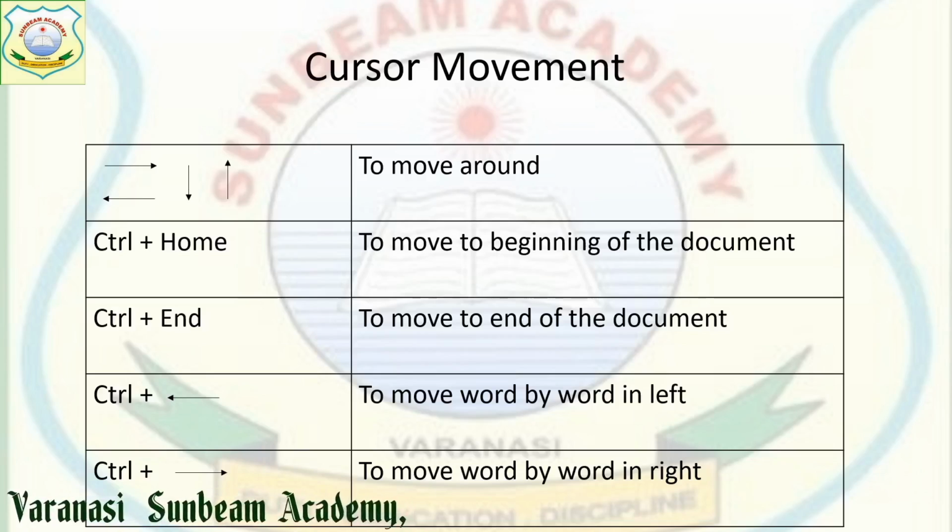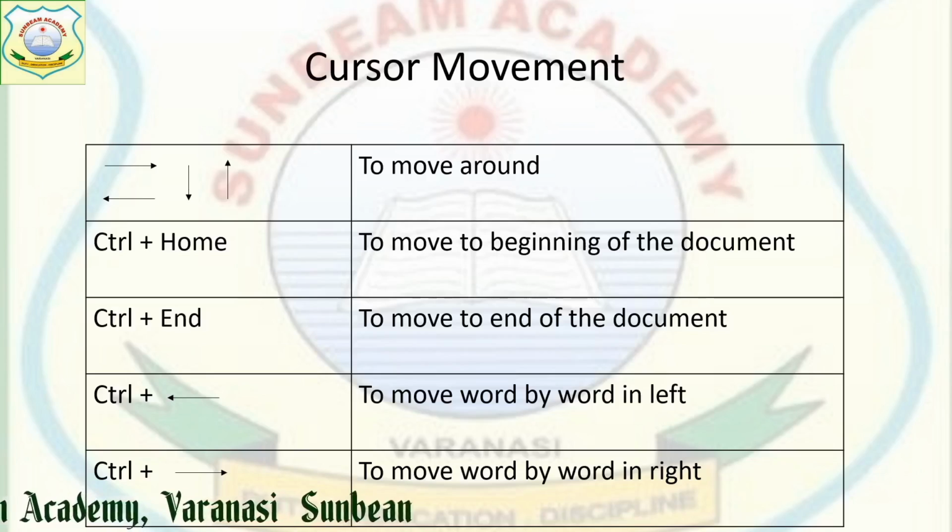These 4 keys, arrow keys, help us with navigation in the document. Control Home is a combination of the Control key and the Home key. It will move our cursor to the beginning of the document, to the location from where your document started.